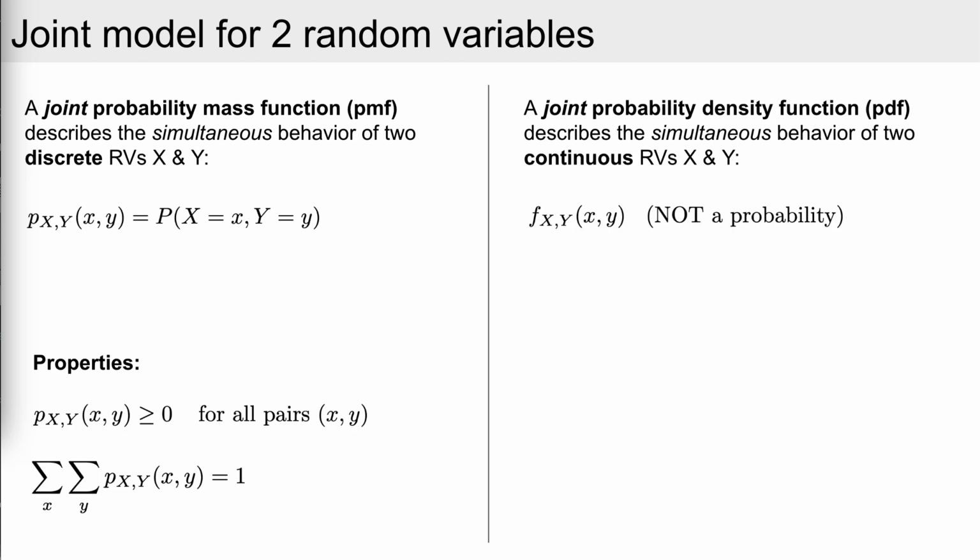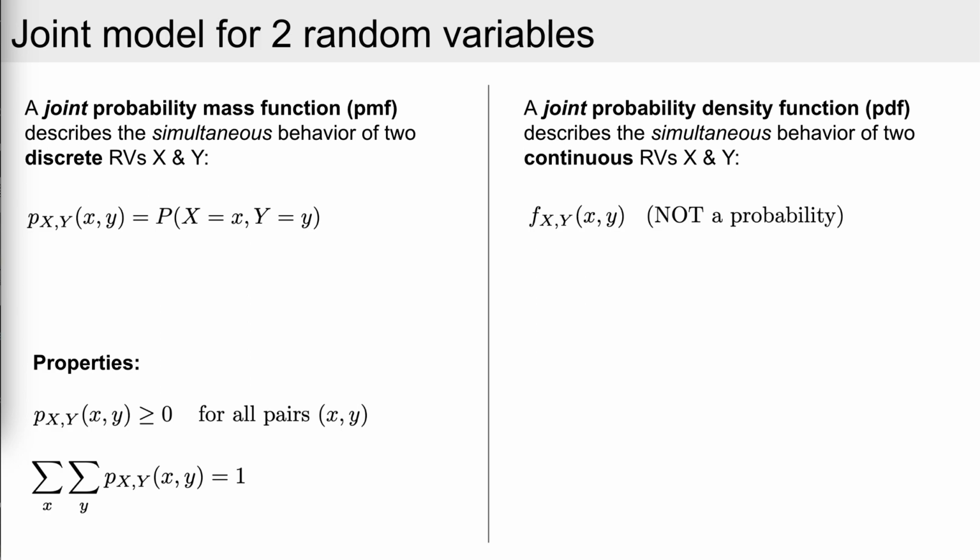Analogously, the simultaneous behavior of two continuous random variables x and y can be described by their joint probability density function, or PDF, f of x, y. Just as is true for marginal PDFs in the continuous setting, we cannot interpret the joint PDF as a probability. Rather, just the bigger the PDF f of x, y, the more plausible the corresponding pair of xy values.